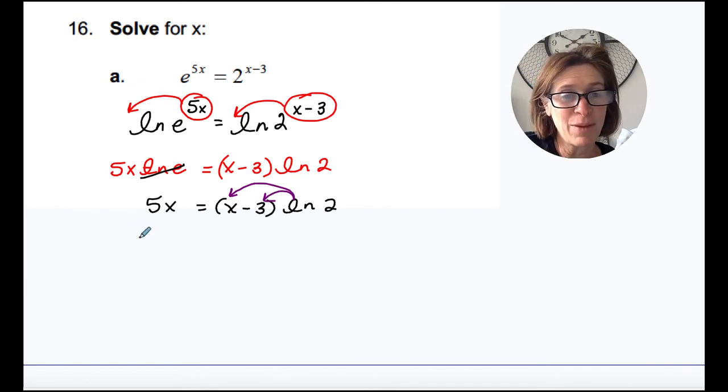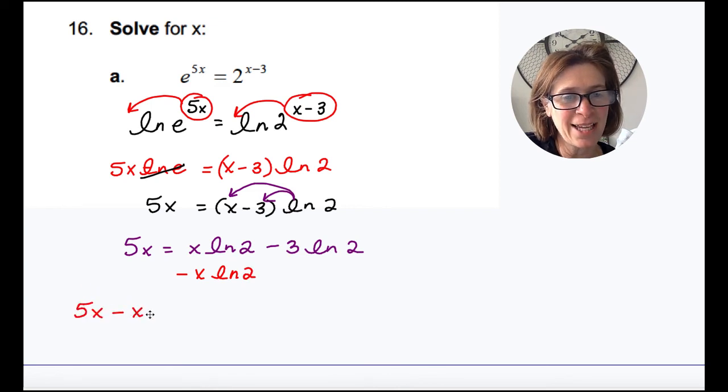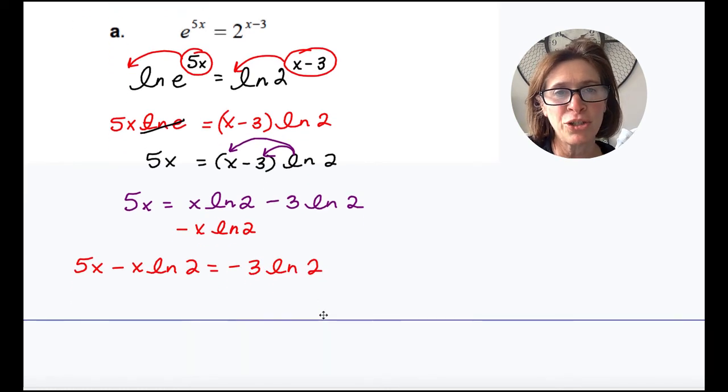That's going to give me 5x equals x ln 2 minus 3 ln 2. I always put the x in front so I don't confuse it. Now I have x ln 2 that I can subtract to the other side. So I have 5x minus x ln 2 equals negative 3 ln 2. Now, at this point, I would pause and try it on your own. Give yourself that chance to try it out.